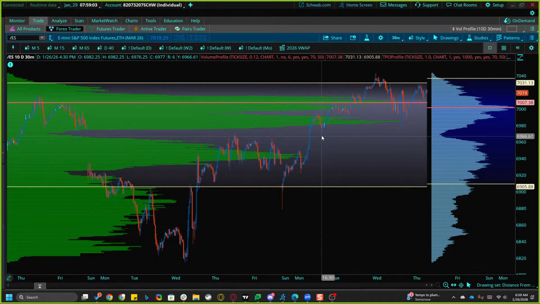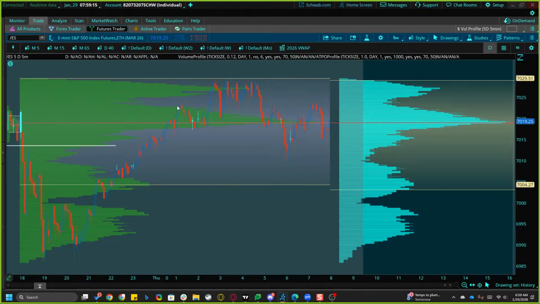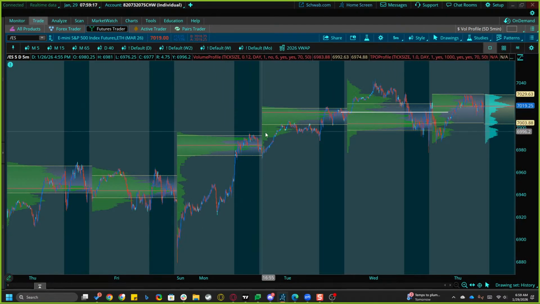The last thing we need is to have to make another run to the upside and then fight through this point of control. So we'll just keep our eye on it, see where it's at, and what that's going to bode for next week.